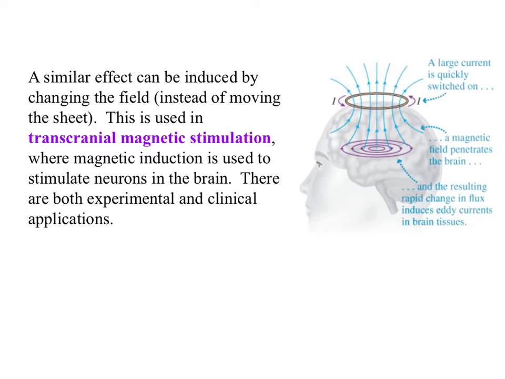A similar effect is induced by changing the magnetic field instead of moving the sheet. We use this in something called transcranial magnetic stimulation, which is a cutting-edge neurophysiology topic right now. Magnetic induction is used to stimulate neurons in the brain by changing the flux through essentially a loop.